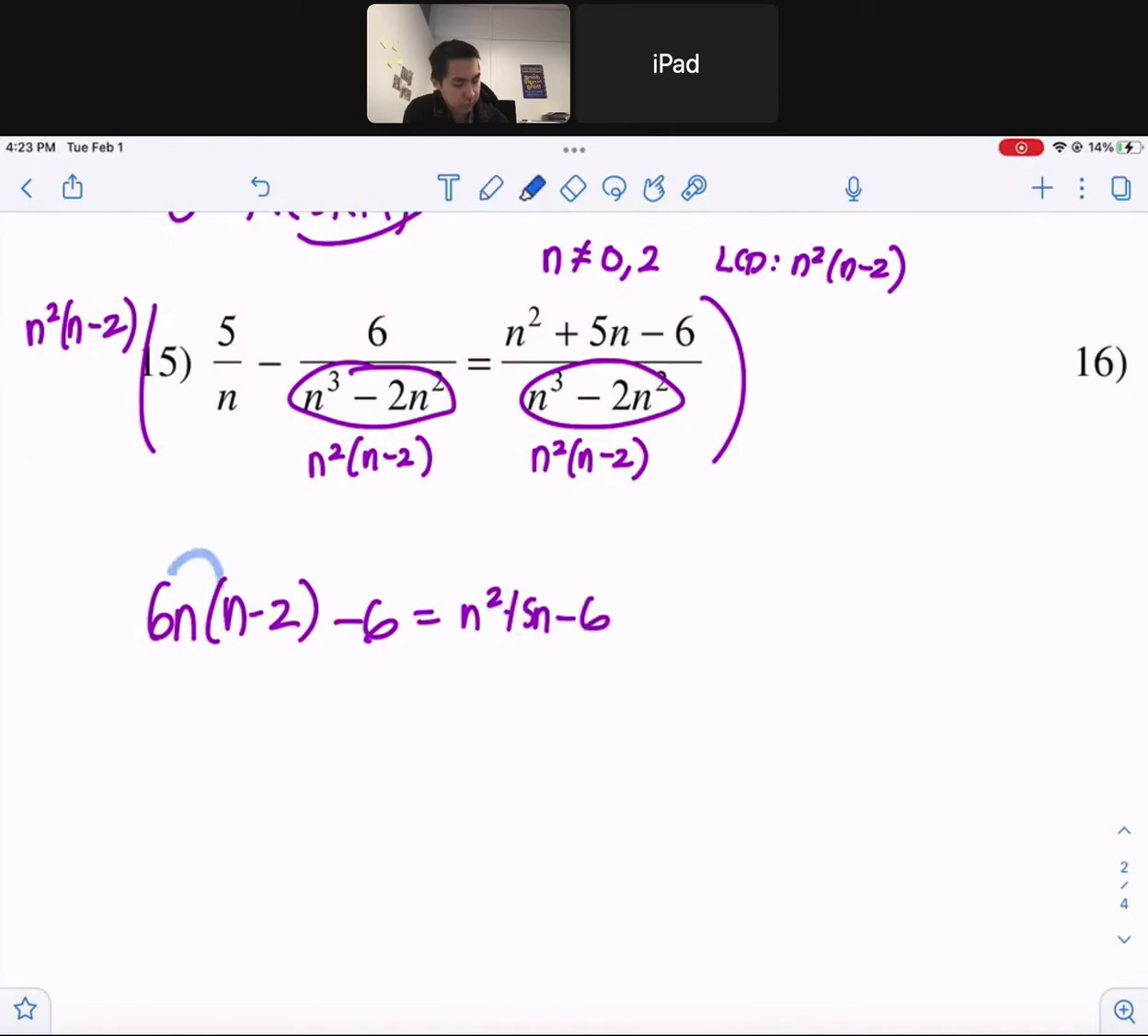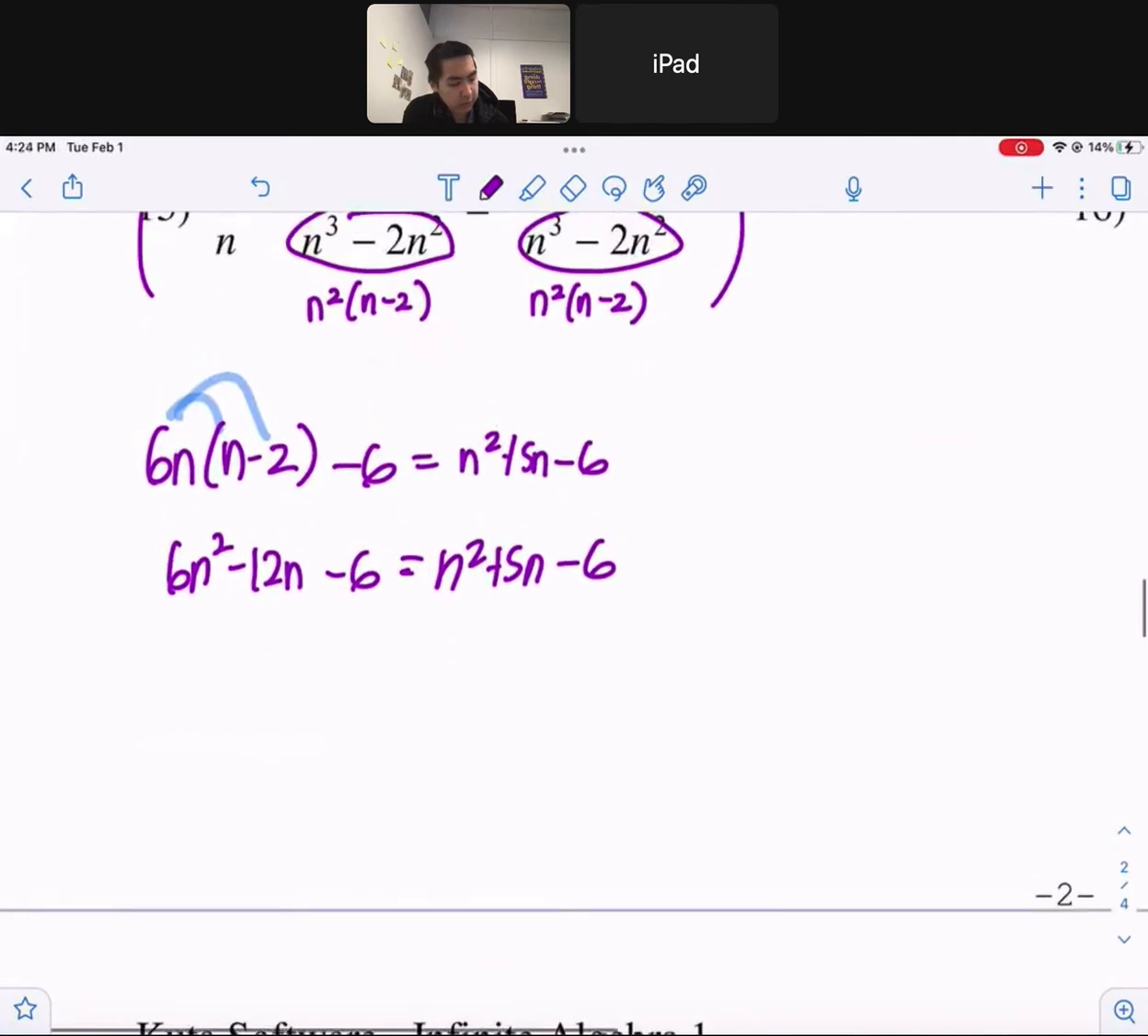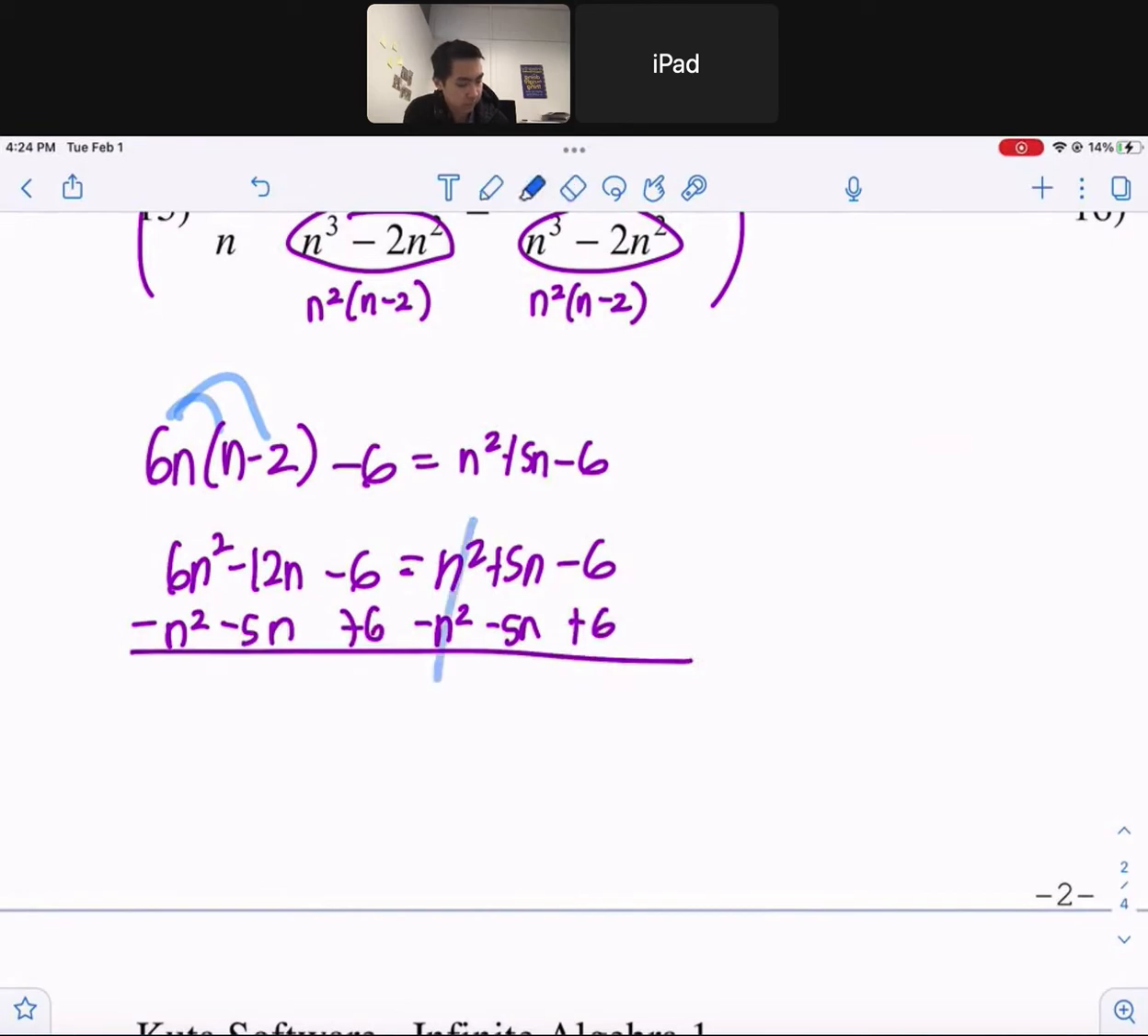So let's distribute this to get 6n squared minus 12n minus 6 equals n squared minus 6. Let's move everything to the left-hand side. So subtract n squared from both sides, subtract 5n from both sides, and add 6 to both sides. All of these will cancel, so we get 5n squared minus 17n equals 0.